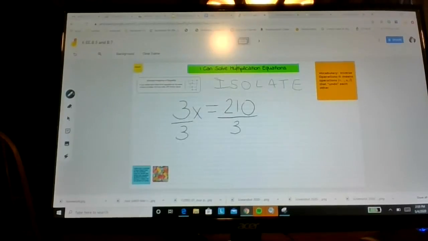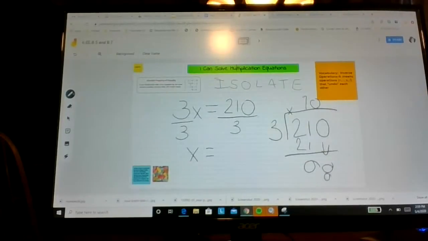So now in order for me to solve for x, I'm going to have to do the math. Over here, I'm going to take 210 and divide that by 3 real quick. 3 doesn't go into 2, but it goes into 21 7 times. That's 21. Subtract, bring down my 0. 3 goes into 0, 0 times. Subtract, I get nothing left over. So x is going to be equal to 70.